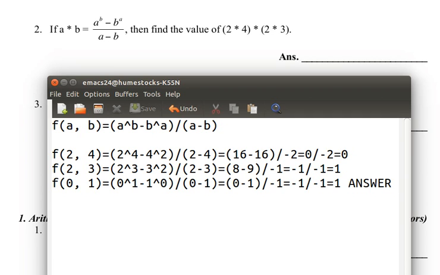So yeah, all that was is a substitution problem. Very easy if you know how to do math and arithmetic.